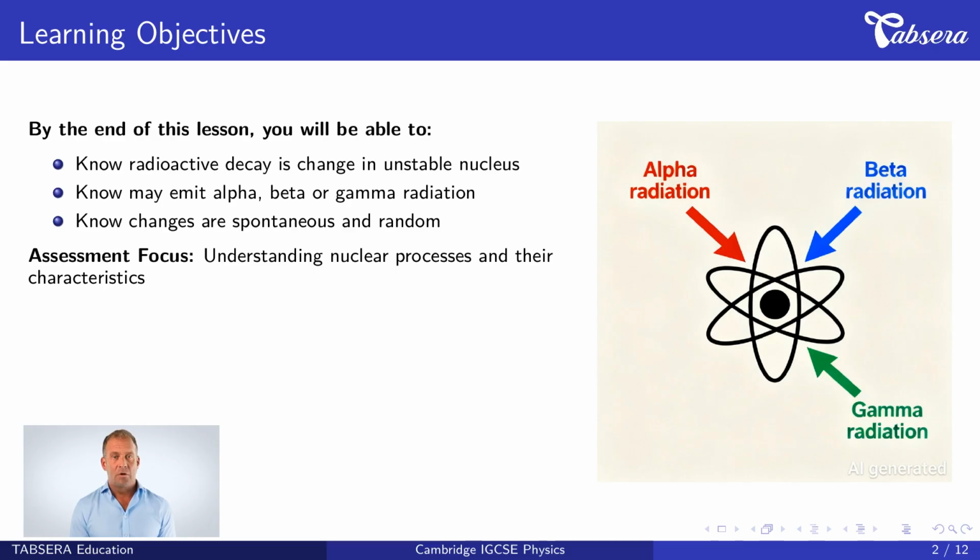Second, know that nuclei may emit alpha, beta, or gamma radiation during decay. These are the three main types of radiation produced. Third, know that these changes are spontaneous and random. This means they happen naturally without external influence, and we cannot predict exactly when any individual nucleus will decay.